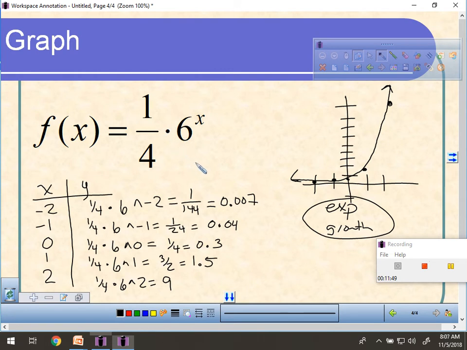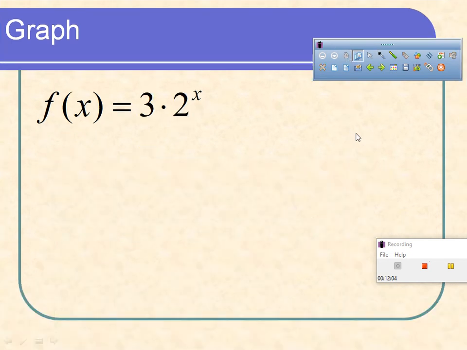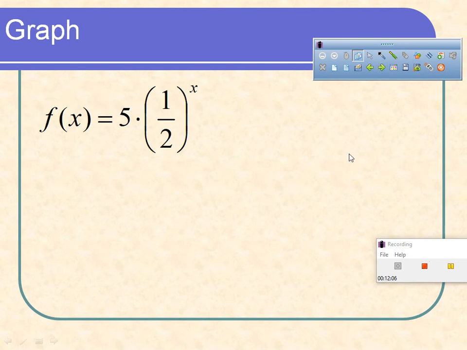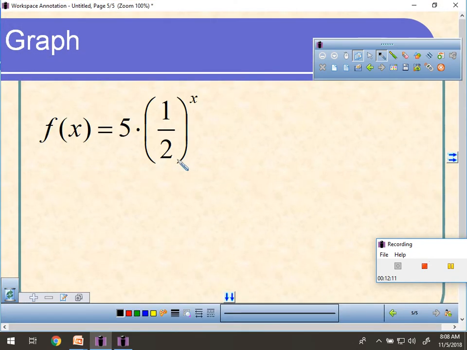All right, let's do one final one together and just tie this in. So let's do another one where it might be a decay problem, since that was a growth problem. So take a look at this last one. All right, so I've got 5 times 1/2. Notice the parentheses, guys. That's crucial. So when you type this in, make sure you use those parentheses.